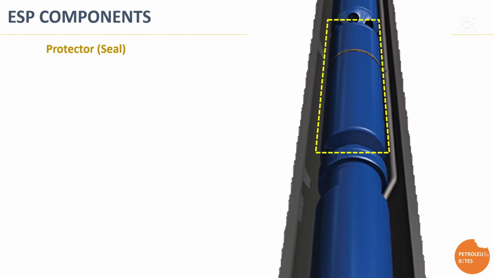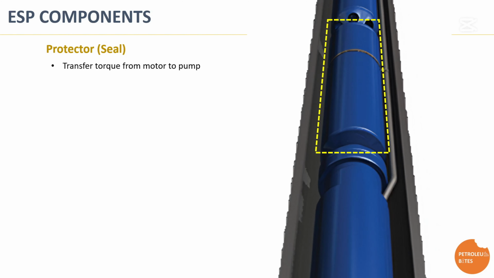The ESP protector, also known as the seal section, is positioned between the ESP motor and the pump intake. It serves several essential functions. The primary role is to transfer rotational force from the motor to the pump through the thrust bearings, which helps manage the axial loads generated during operation.